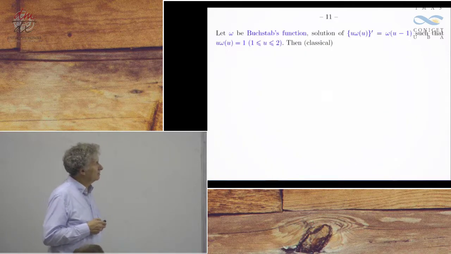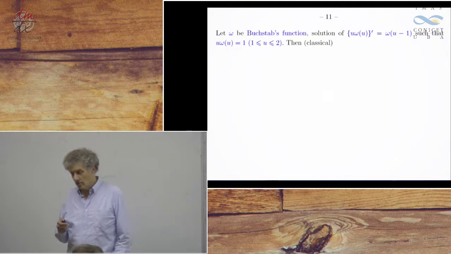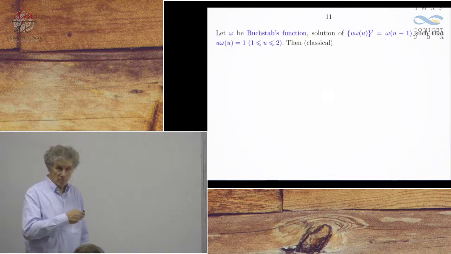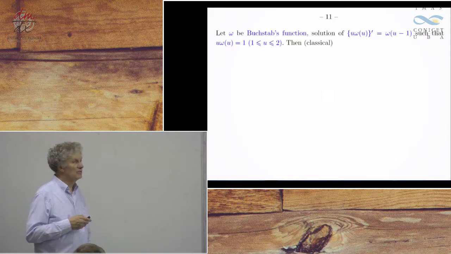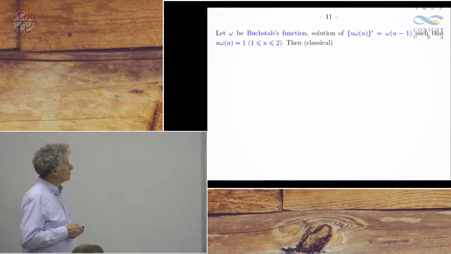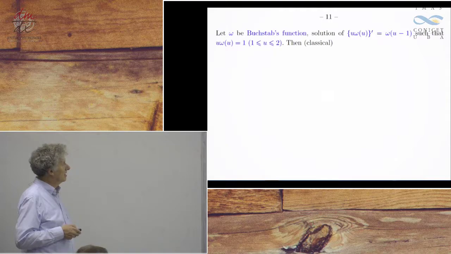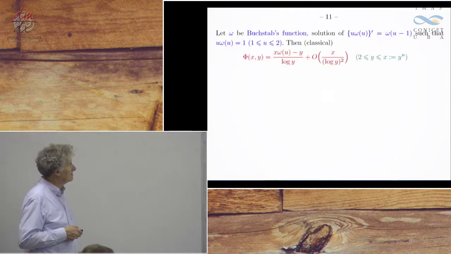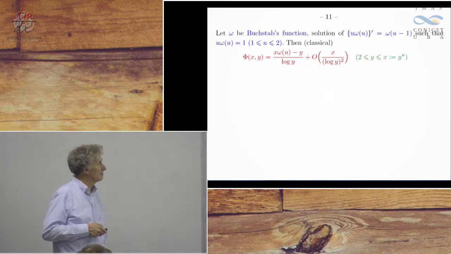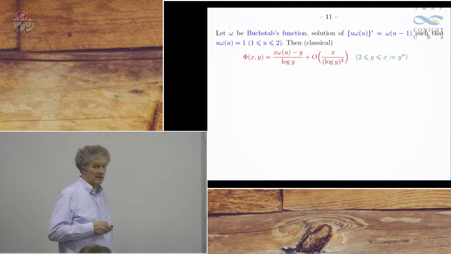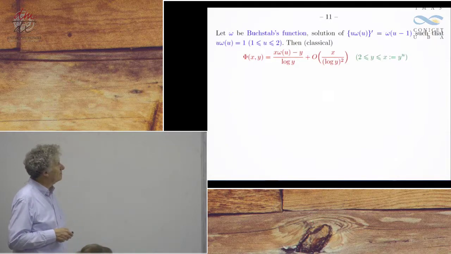wrong. Now, what can we do if we want an approximation which is valid all the way? I mean, not even if y comes close to n. So we have Buchstab's function, which is the solution of a difference differential equation. And then it is classical that we have this approximation. So this holds for all y and x, and the main term is x multiplied by omega(u) minus y over log y.